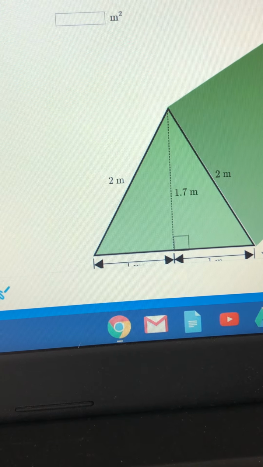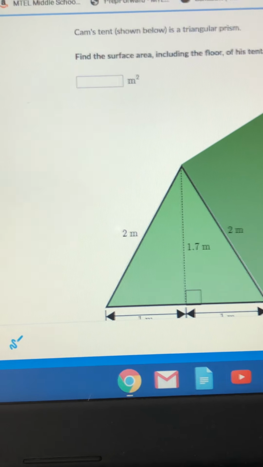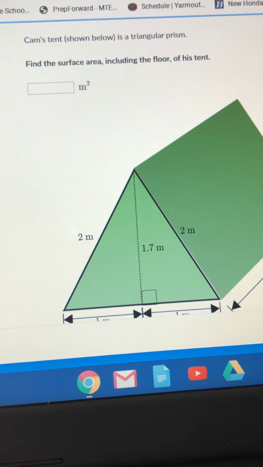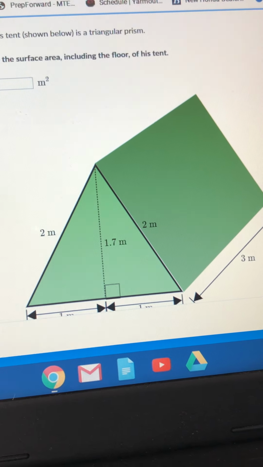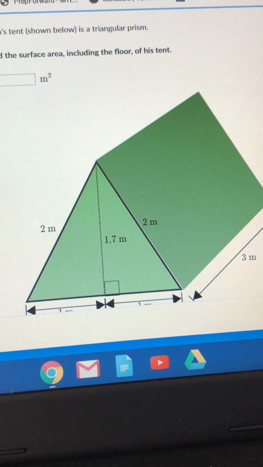So we have another triangular prism. This one certainly looks like a tent. The directions say Cam's tent is a triangular prism. Find the surface area including the floor of his tent. Okay, and we have a decimal in here as well. So I'm just going to take a minute and draw this out. I'll leave that on the screen so you can see it.